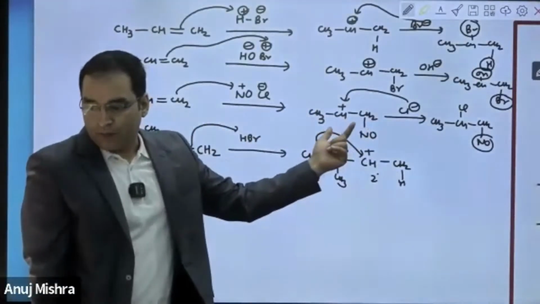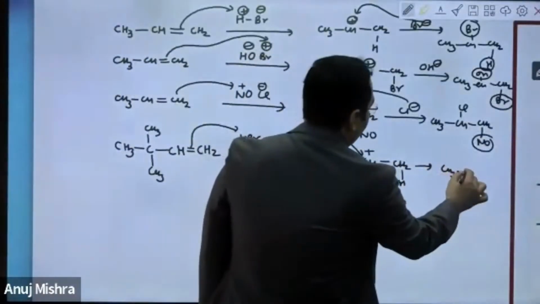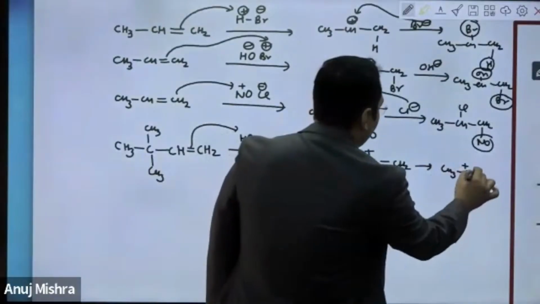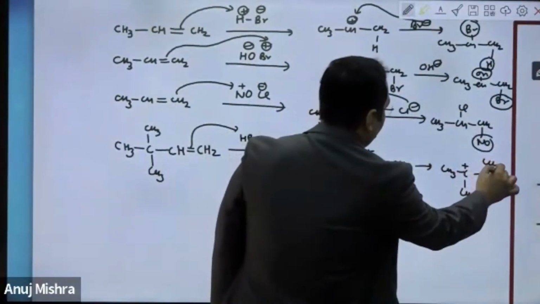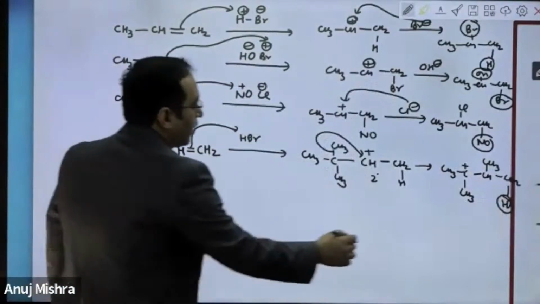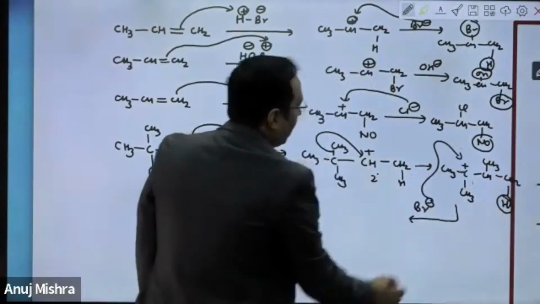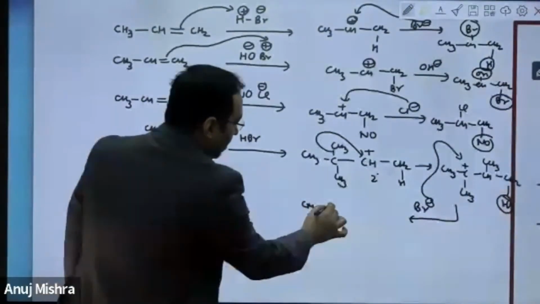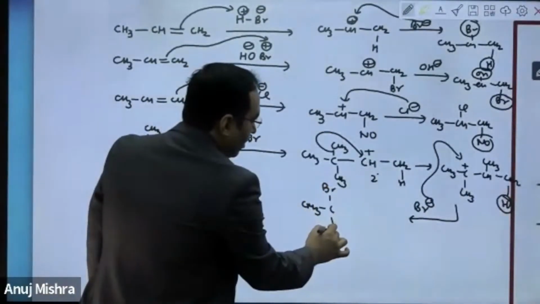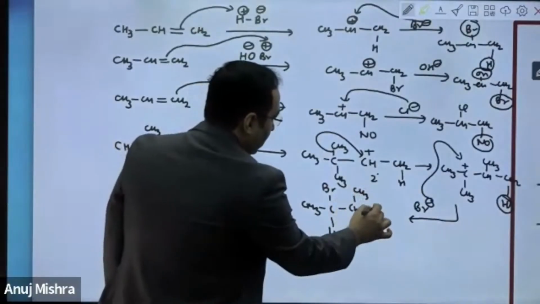Arjun, is it clear? Yes, sir. In this case, you will do the rearrangement. After rearrangement, what will happen? It will become CH3, C plus, CH3 hanging here. This CH gets CH3 and this is CH2H. Later, Br minus will come and the final answer will become CH3, CBr, CH3, CH, CH3, CH3.